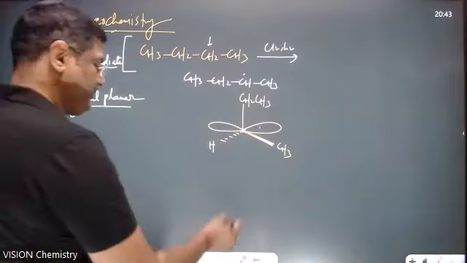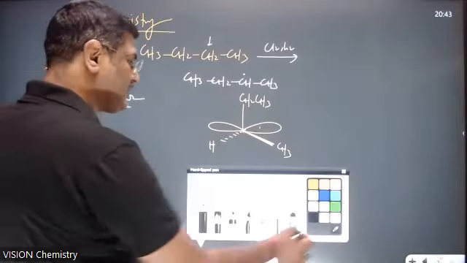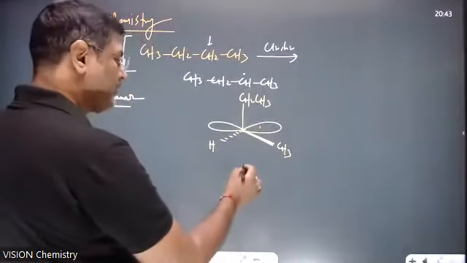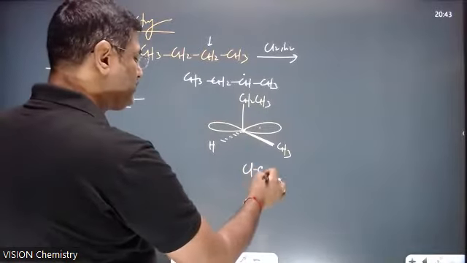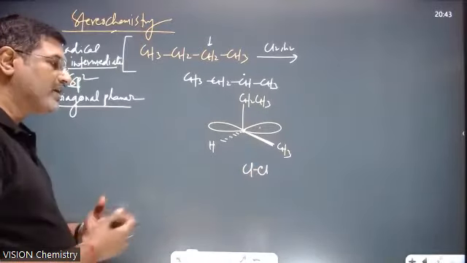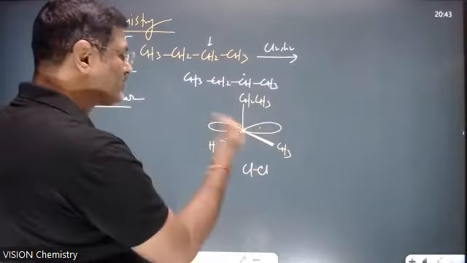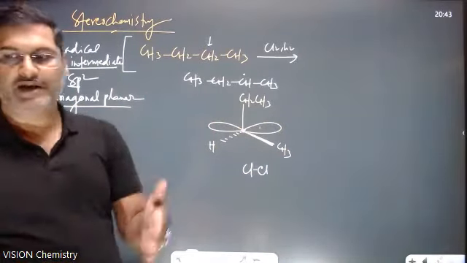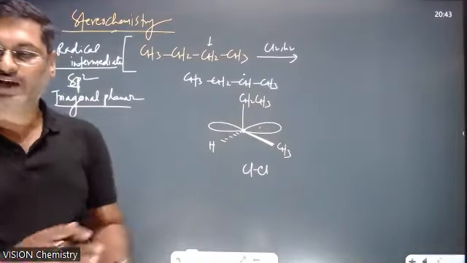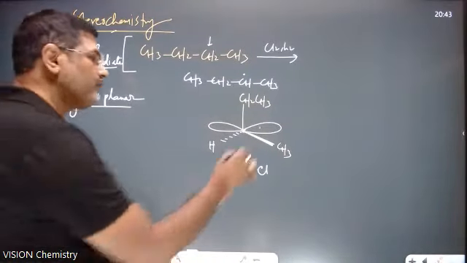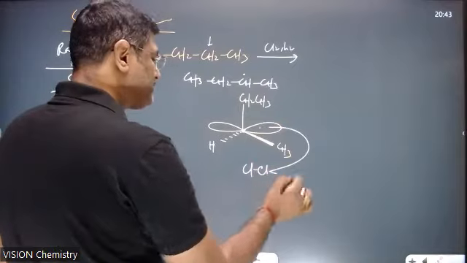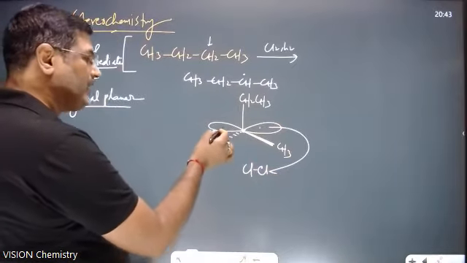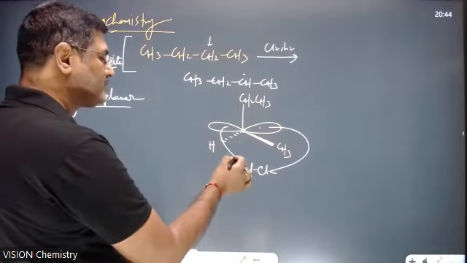Now the chlorine reacts with this one, there the Cl2. This may combine from this side also, this side also. This is sp2 hybridized, trigonal planar. Both faces are equally open. So if this happens, a different product, and if that happens, a different one.